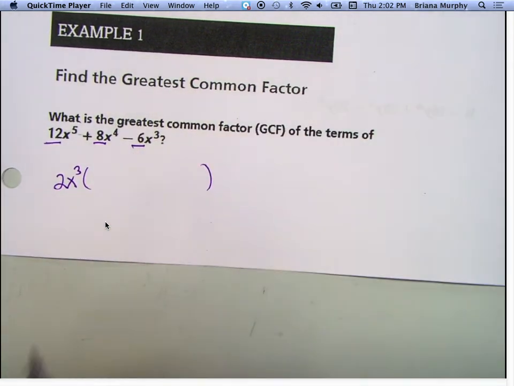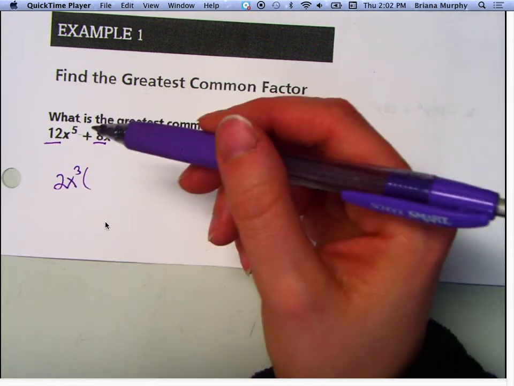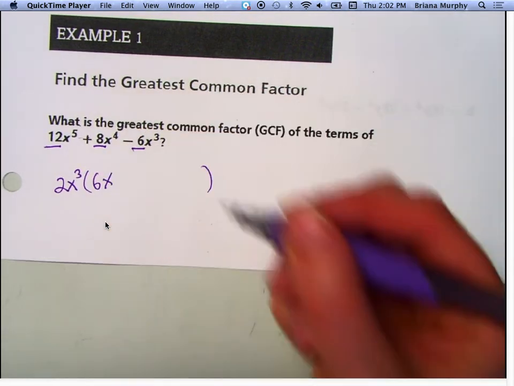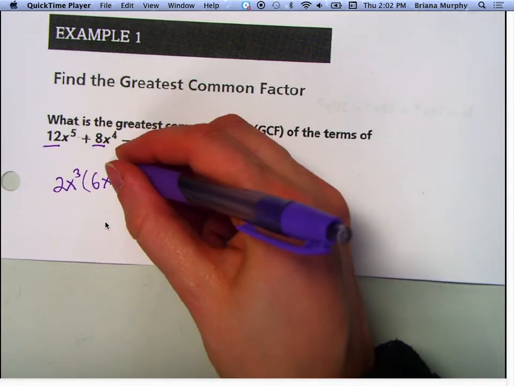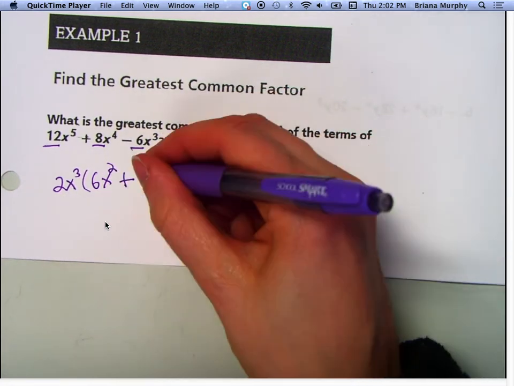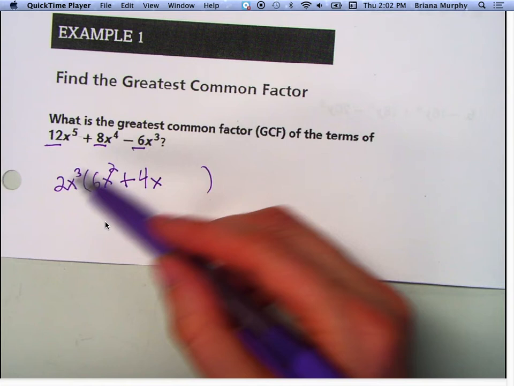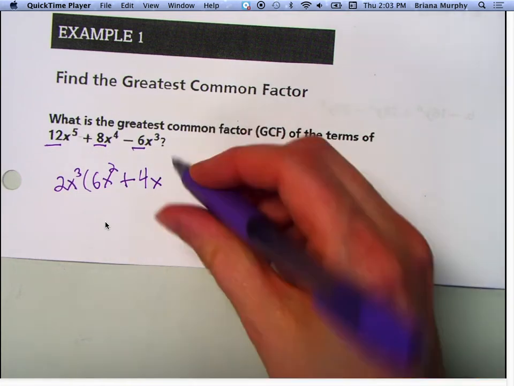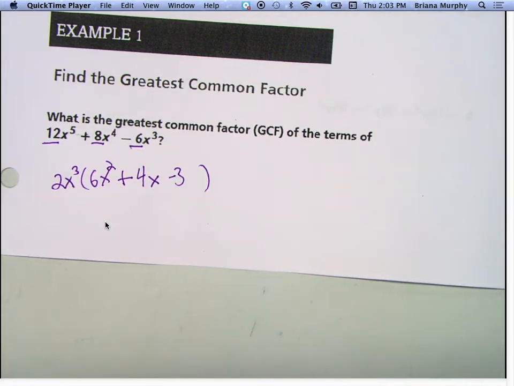Now, I want to know what's left over if we divided all of those by 2x to the 3rd. 2 times what gives me 12? 6. How many x's would I have to do? To get 5, 3 and what gives me 5? 2. Good. Plus, 2 times what gives me 8? 4. How many x's? 1. And then 2 times what gives me negative 6? Negative 3. Good. How many x's do I need? 0. There you go. So you just take it and times it by everything, right?